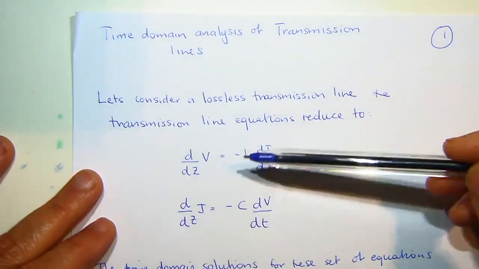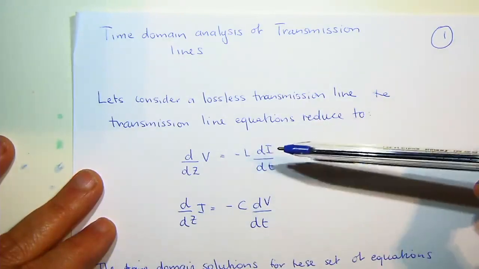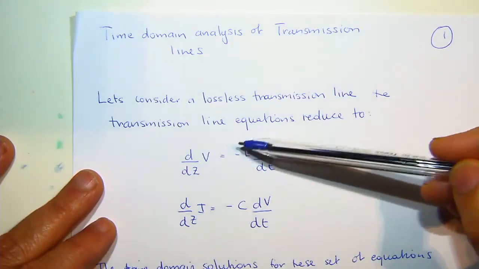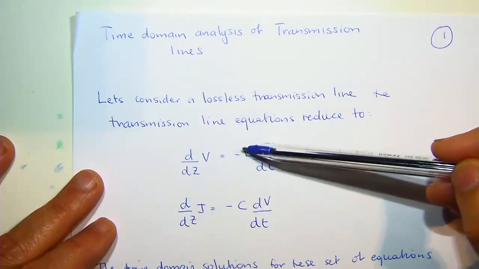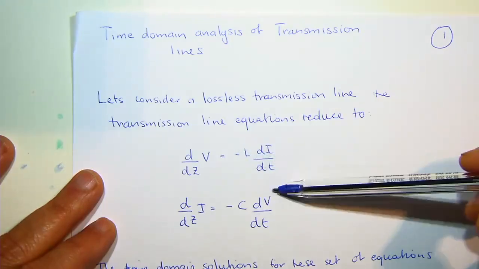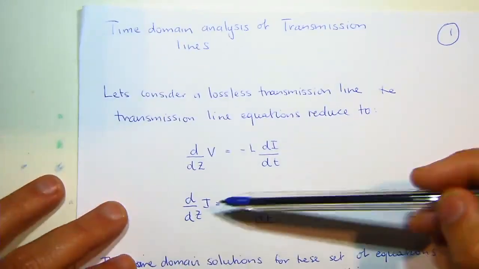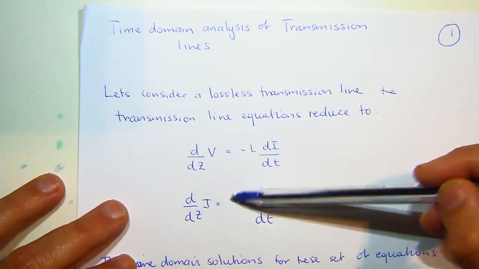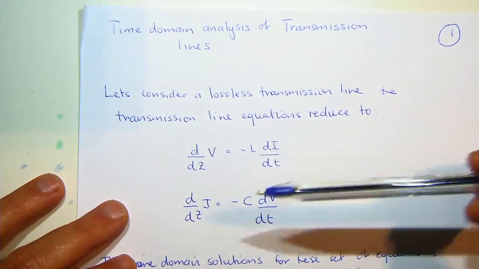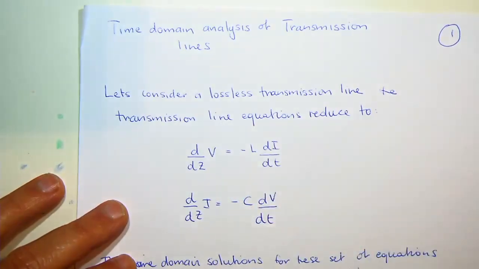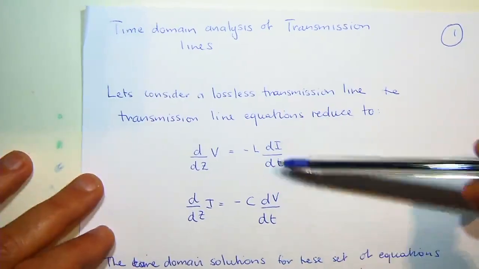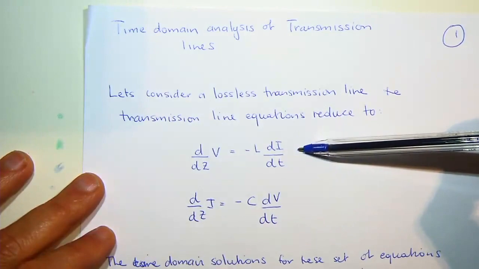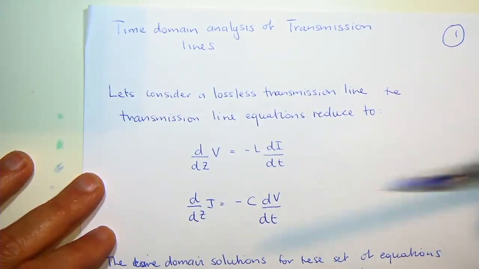So essentially what I've done is, if you remember, I've made the R component equal to 0. Usually you've got dV/dz equal to minus RI minus L dI/dt, which were the transmission line equations, and dI/dz was equal to minus GV minus C dV/dt. And the R and the G were actually the loss components. So essentially, I've said the line's lossless. I've now got this set of coupled differential equations, which are really simple to solve.